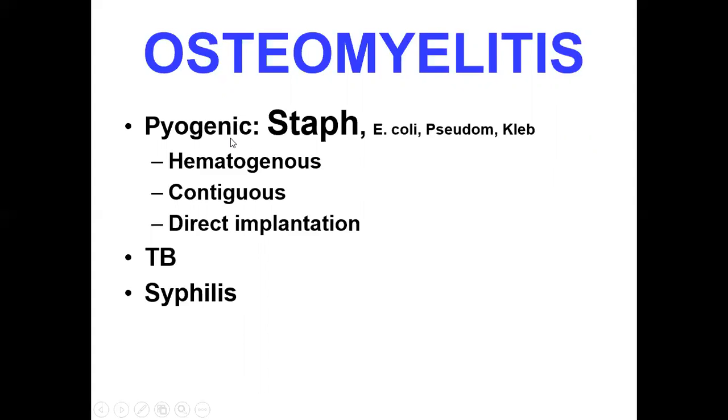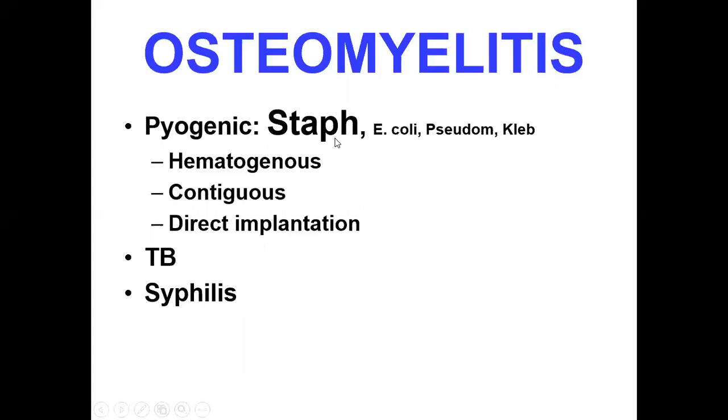Osteomyelitis may be pyogenic, or it may be mycobacterial, or sometimes it may be spirochetal due to syphilitic microorganism. Pyogenic osteomyelitis, in 80% of the cases, is caused by the bacteria Staphylococcus aureus, a gram-positive coccus, and gram-negative bacilli, Escherichia coli, Pseudomonas, and Klebsiella.